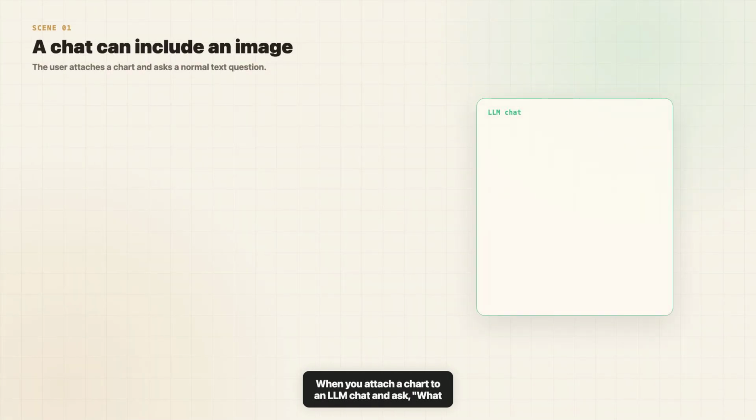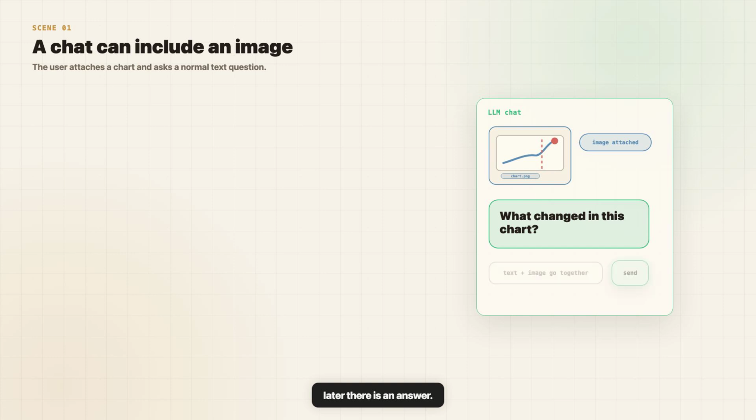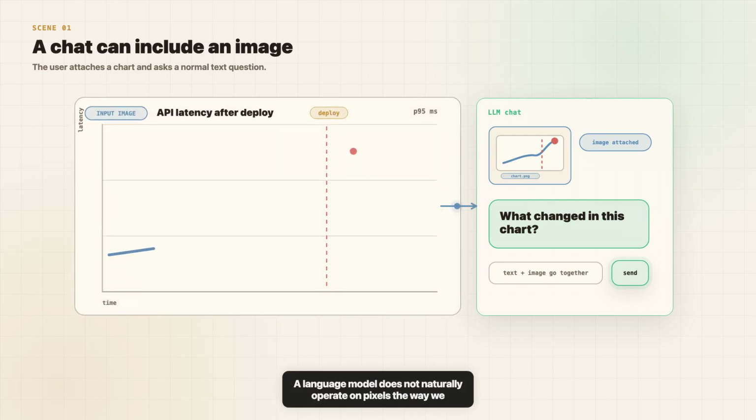When you attach a chart to an LLM chat and ask what changed here, the interface makes it feel simple. There is an image, there is a question, and a few seconds later there is an answer. But inside the model, the chart cannot just be handed over as a picture. A language model does not naturally operate on pixels the way we do.